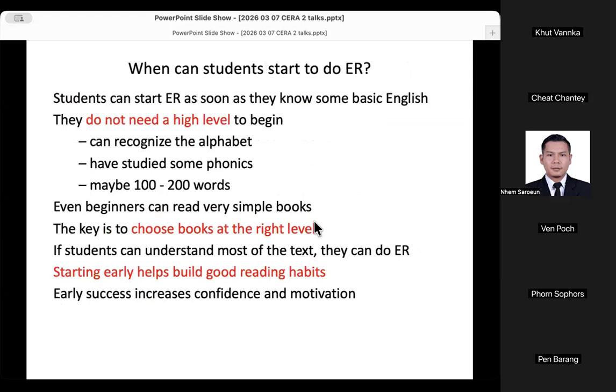So when can your students start doing extensive reading? Well, as long as they've got the alphabet, maybe they've studied some phonics, they've got maybe 100, 200 words, they can probably start with some of the very, very easy books. I would say that it won't be too difficult for students to start, but you do need to build up some language first. So you give some flashcards, play some games, read aloud to them. Do this to build some initial vocabulary, then find some very, very, very easy books and go through it as a class.